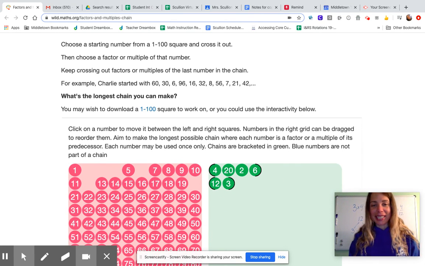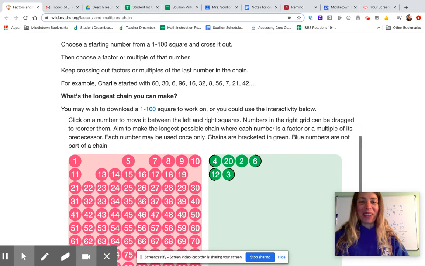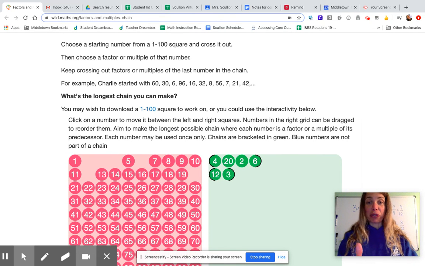So have fun playing the game, boys and girls. I would love it if you would take maybe a screenshot or a picture of your longest chain and post it in your math class stream. Let's see who can get the longest chain. So far, the longest one I've done is 34. So let's see if you can beat me. Look forward to seeing it.